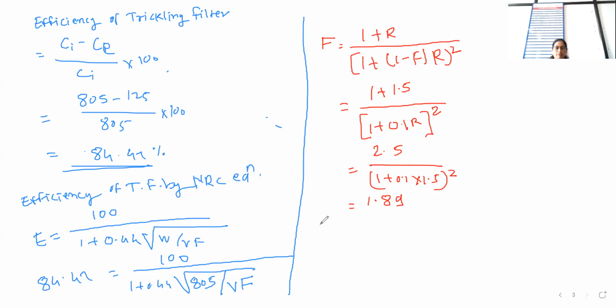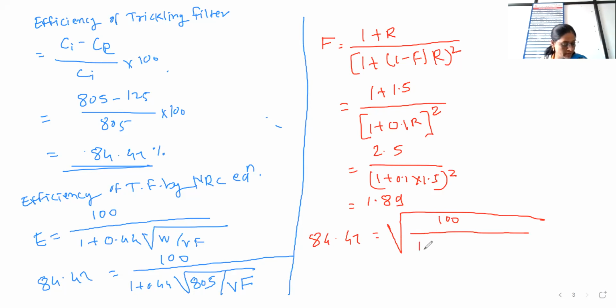Now put that into this formula. 84.47 is equal to 100 upon 1 plus 0.44 under root 805 upon V into 1.89. Now from that you can calculate the value of V. You can calculate the value of V and let me know the value of V.